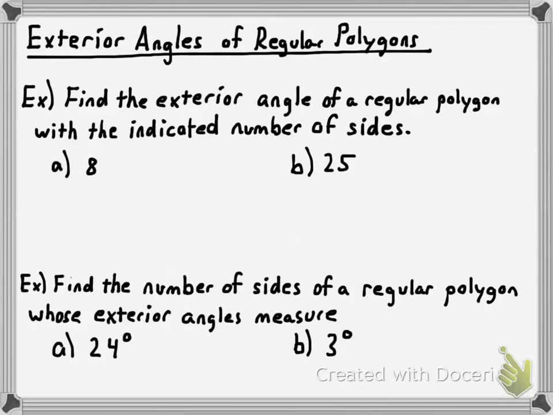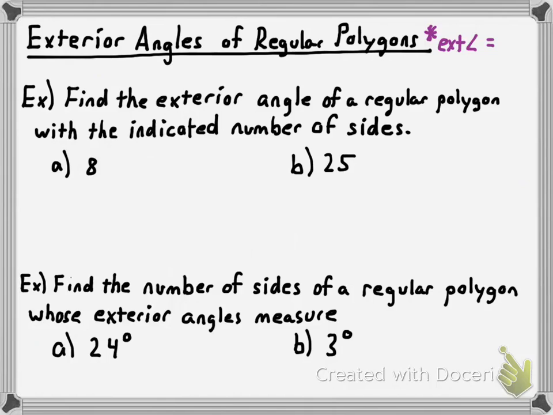Well, the sum of the exterior angle measures is 360 degrees, right? So can't we just divide 360 by how many sides there are to find out the measure of each exterior angle? Because the number of exterior angles corresponds with the number of sides. And that's exactly what we're going to do. All right, I'm going to write that up here.